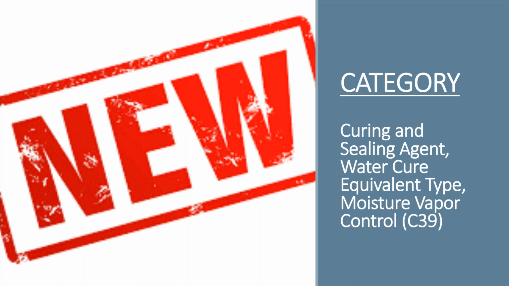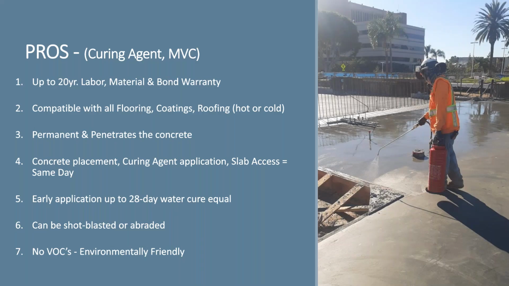So what is new out there? As of 2018, SpecLink recognized a new curing agent category. Master Spec added it last year in June. The phraseology for a curing agent has been around for about 8 or 9 years. The products themselves have been around for over 30 years. But curing and sealing agent, water cure equivalent type, is the new standard. These are chemicals that replicate a water cure the day of placement, but don't require excessive amounts of water, poly, or plastics. Pros: the curing and sealing category does provide moisture control for your concrete.